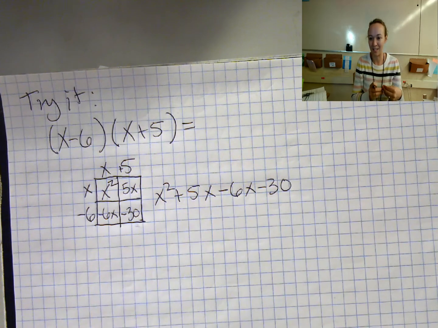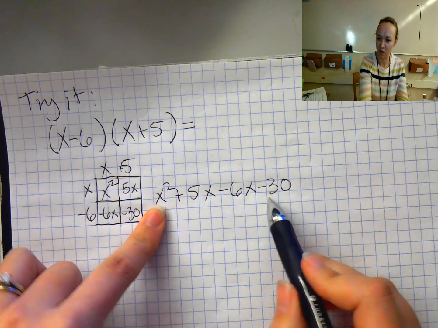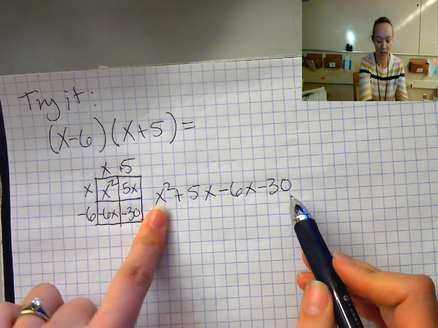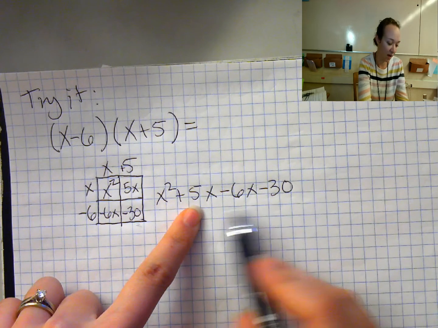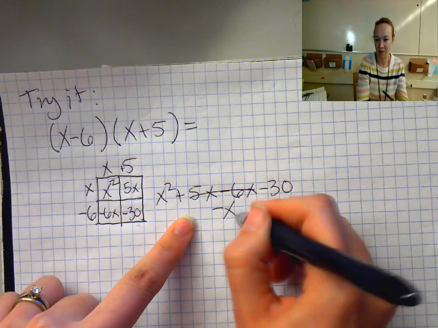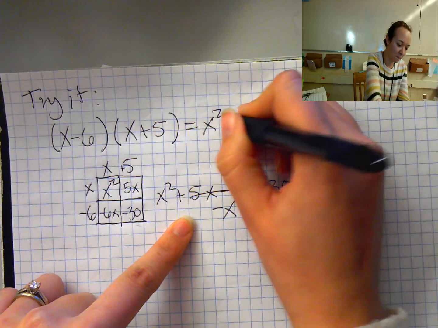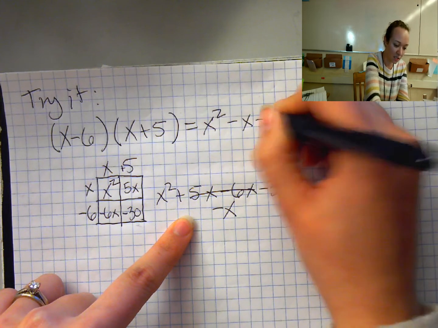And I combine like terms. So x squared, that can't combine in with anything. Negative 30, that can't combine with anything. But the 2 x terms can. 5x minus 6x, that's just a negative x or a negative 1x. So my final answer is x squared minus x minus 30.